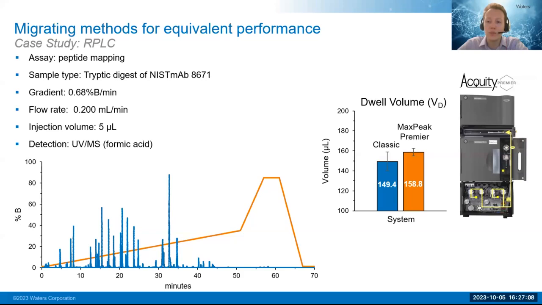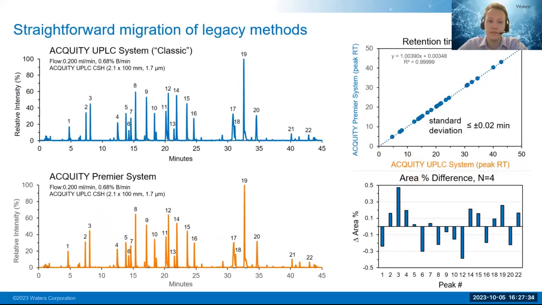So the Acquity Premier fixed loop system was purposefully engineered to closely match its predecessor to facilitate easier migration of legacy methods. And since the dwell volumes were close enough, 150 to 160 microliters, we did not alter the start of the gradient after injection. So these similarities between the two systems translate to minimal or even no changes needed when using the same column format to achieve the same separation.